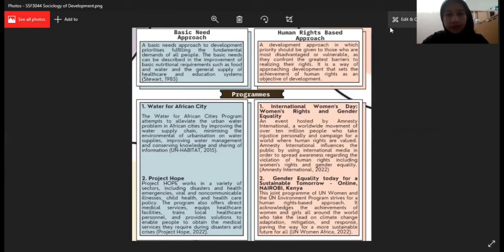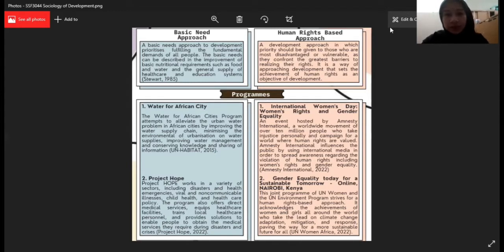Next, I'll discuss the human rights-based approach and the two programs we've selected. The human rights-based approach is a development approach in which priority should be given to those who are most disadvantaged or vulnerable, as they confront the greatest barriers to realizing their rights. It is a way of approaching development that sets the achievement of human rights as an objective of development.